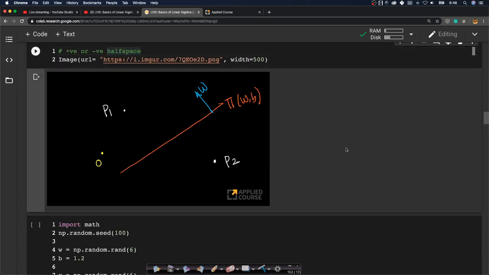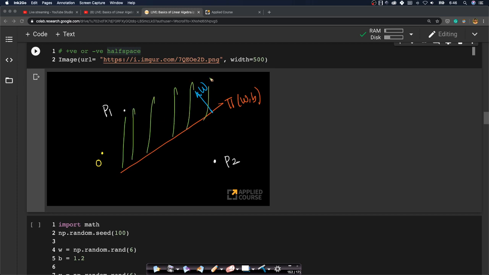So what is the concept of a half space? Look at this. Imagine I have a plane like this, which is represented using W and B, right? And my W is pointing in this direction, let's say. Now, all the points on this side of the plane are called one half space. It's also called the positive half space. Because this plane effectively breaks the whole space into two half spaces.